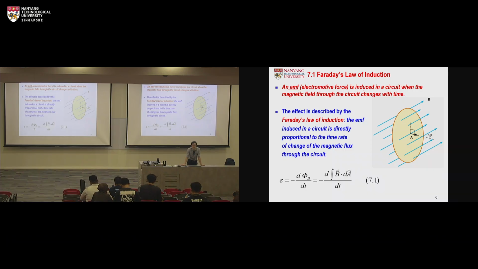And this Faraday's law tells you there will be an induced EMF in a circuit when the magnetic field through the circuit is not constant over time, or it changes with time. When you have this kind of time-varying magnetic field, you will induce an electromotive force inside this loop.